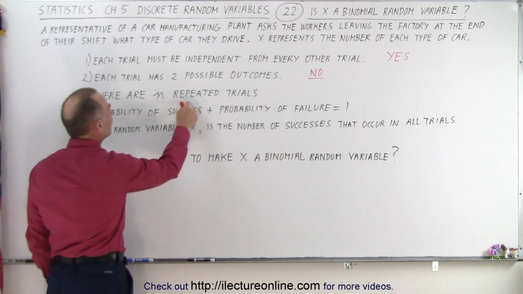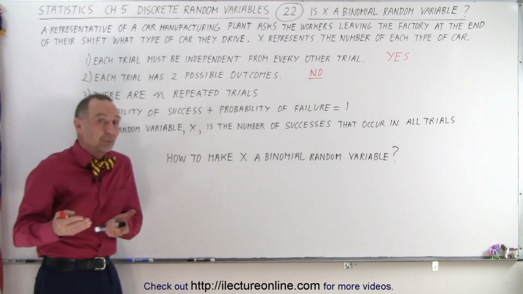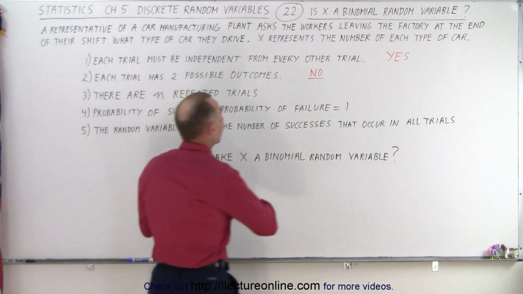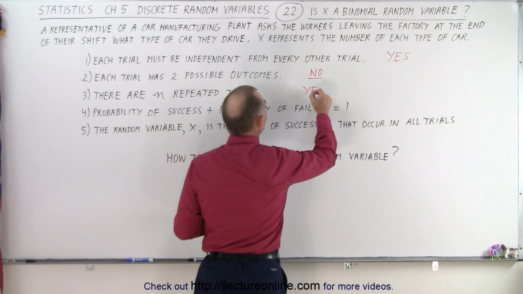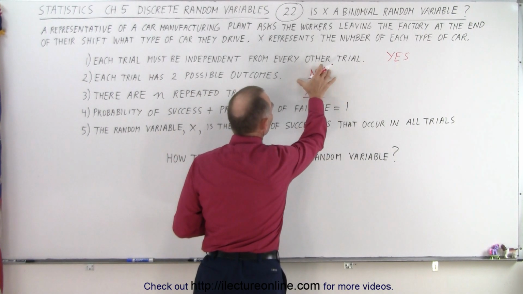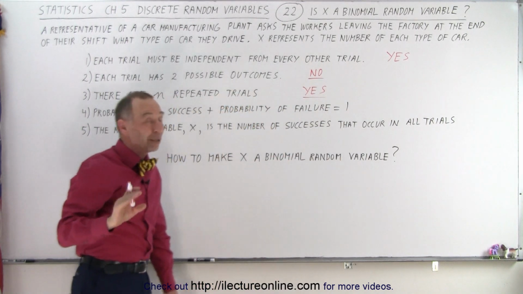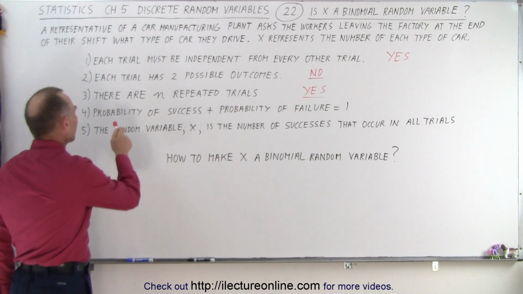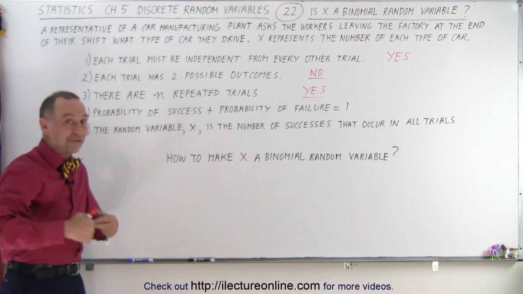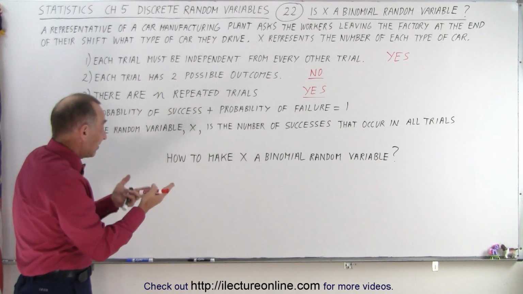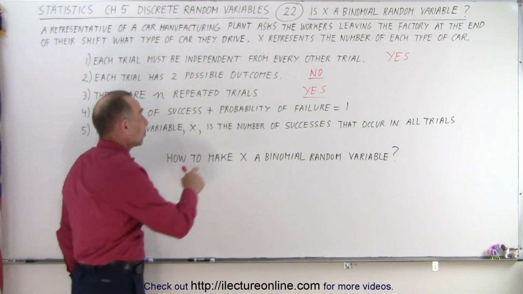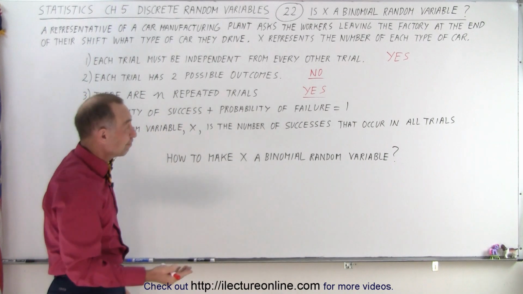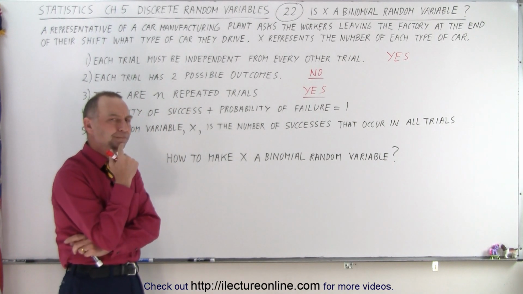How about 3? There are n repeated trials. Now in this case, n would represent the number of employees being asked. So yeah, indeed, that is correct. That would still fit the bill. So if it wasn't for condition number 2, we would still be looking for a binomial random variable. How about the probability of success, meaning finding the car being the same as what we manufacture, plus the probability of failure, the other possibility? That should add up to 1.